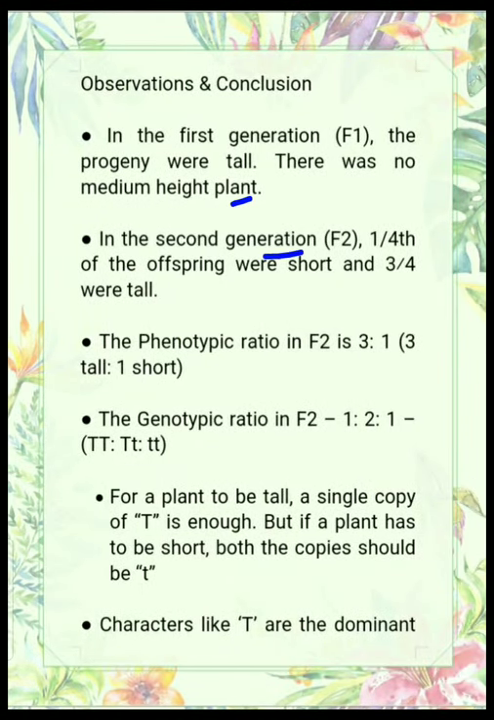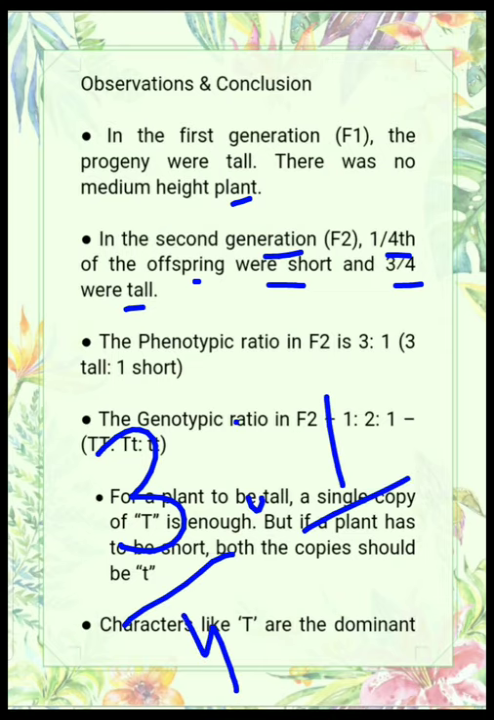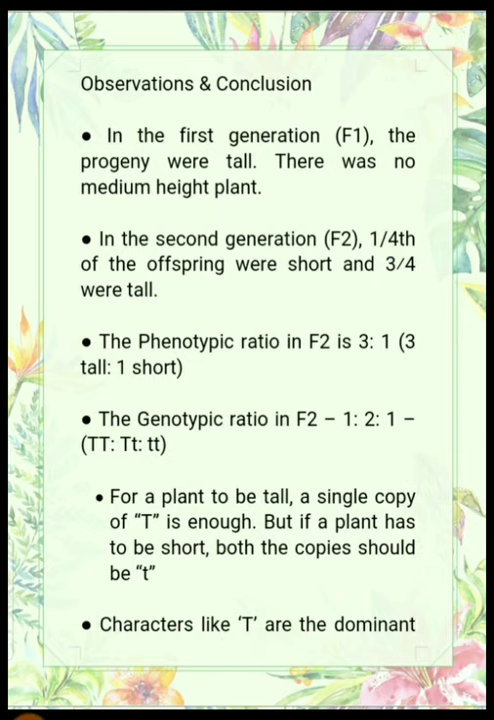But in the second generation, 1/4 of the offspring were short and 3/4 were tall. As I told you, the 3:1 ratio, you can say 3/4 and 1/4. 3/4 are tall and 1/4 are dwarf. And the phenotypic ratio is 3:1, whereas the genotypic ratio is 1:2:1. Capital T capital T, capital T small t, and small t small t.